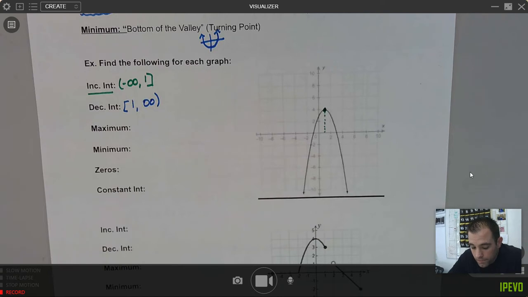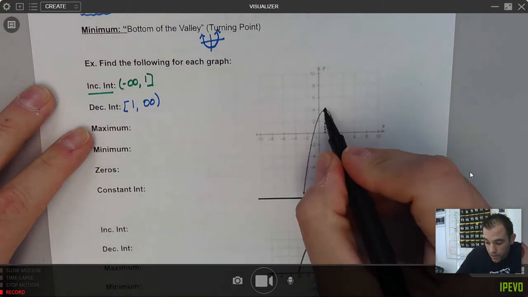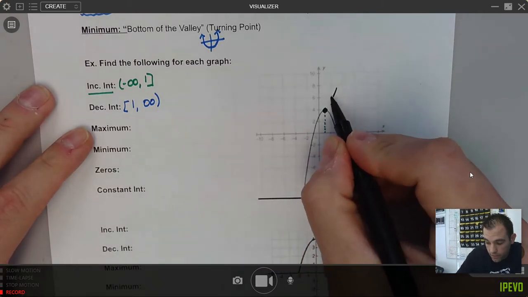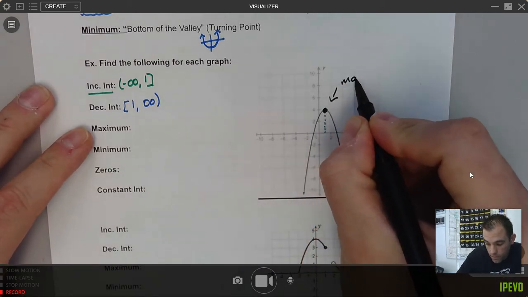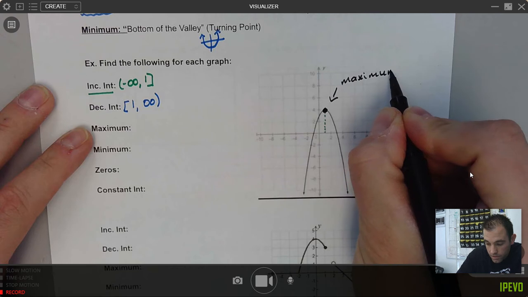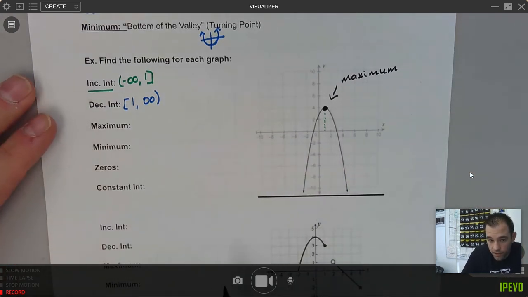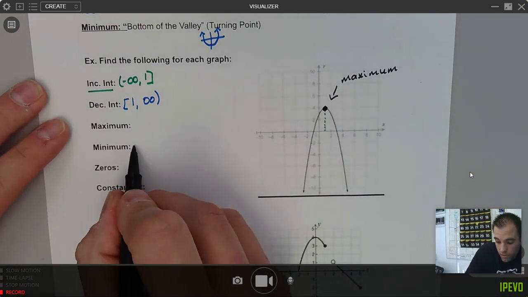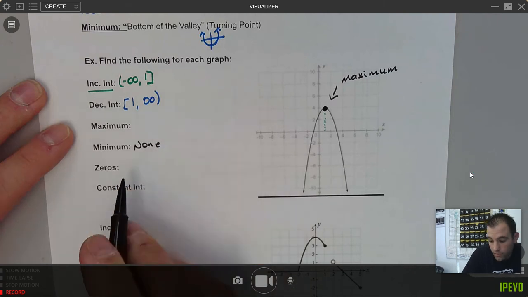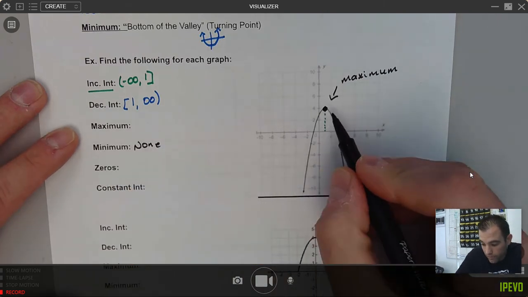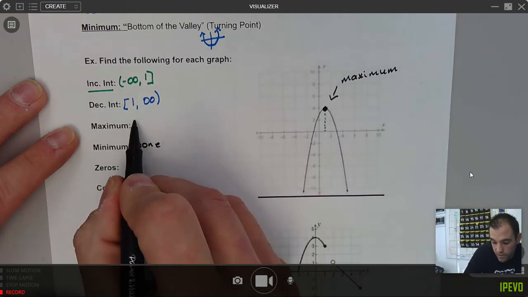The next question says the maximum or minimum. This graph has a maximum right here. That's the top of the hill. So this would be our maximum. This graph doesn't have a minimum, because it just keeps going down forever and ever. So there's going to be no minimum, but there is going to be a maximum. And it's that point, whatever that ordered pair is, which in this case is 1, 4.